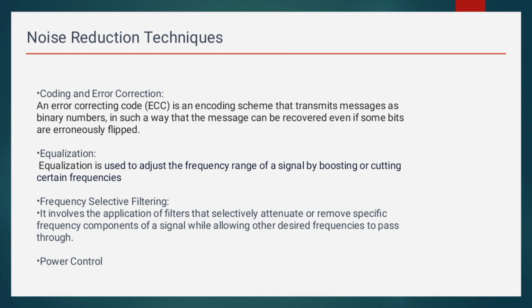The next technique in noise reduction is power control. What is power control? In cellular communication systems, power control can be used to adjust the transmit power of mobile devices. This ensures that each user's signal is received at an appropriate level, minimizing interference with neighboring cells.